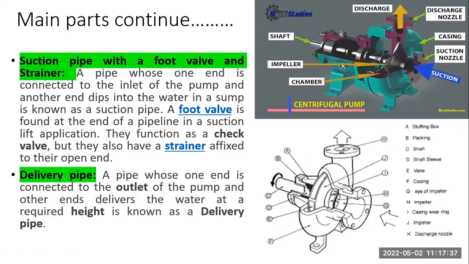So now the third part is suction pipe with a foot valve and strainer. So here a pipe whose one end is connected to the inlet of the pump and another end dips into the water in a sump. That means where is the sump? Sump means there will be the collection of water.